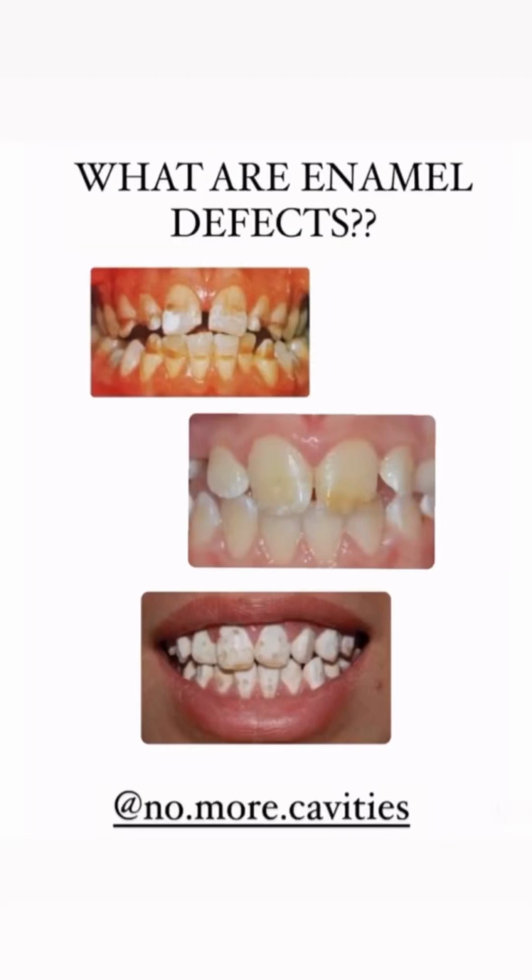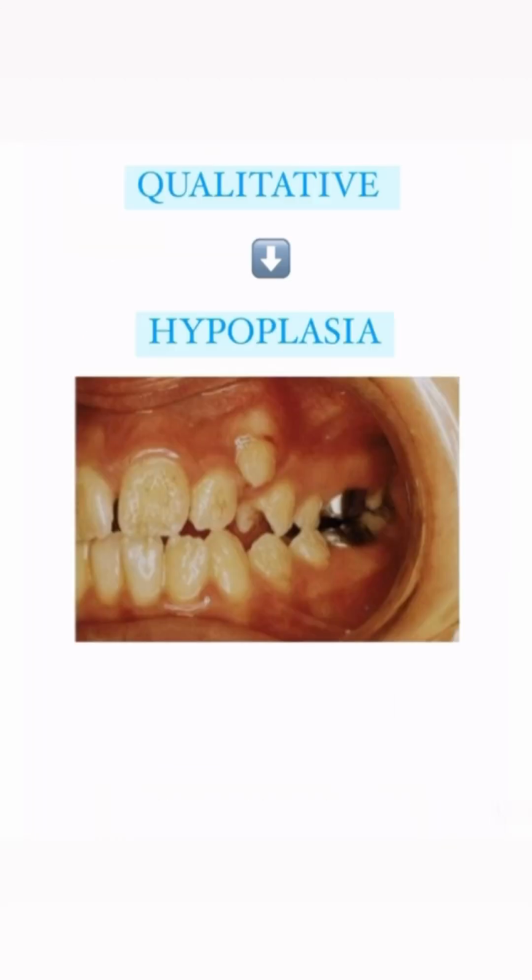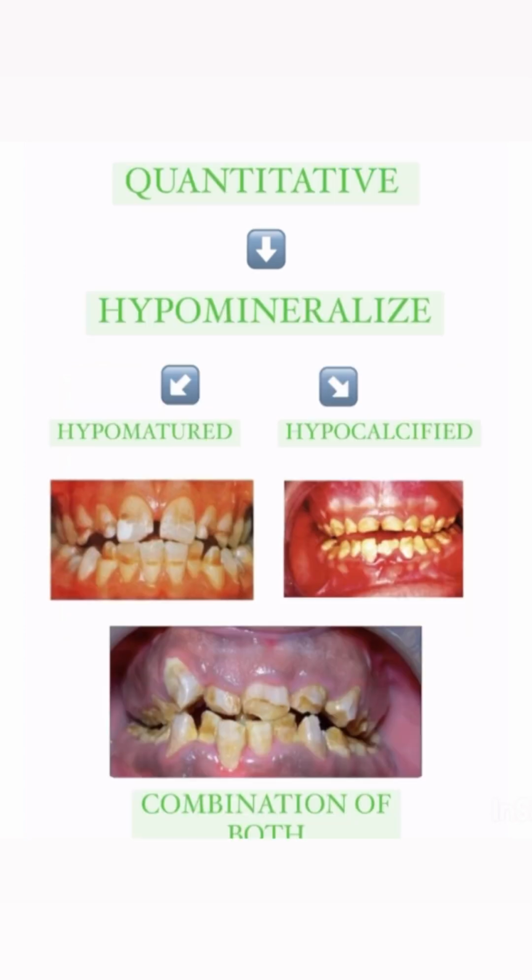What are enamel defects? Enamel defects can be qualitative. The qualitative ones are known as hypoplasia. The enamel defects can be quantitative. The quantitative ones are known as hypomineralized. Hypomineralized can be further divided into hypomatured and hypocalcified, or the combination of both.